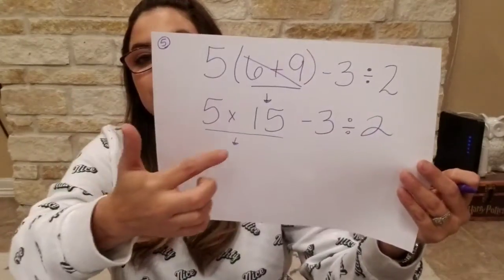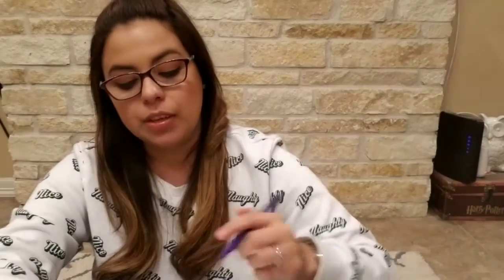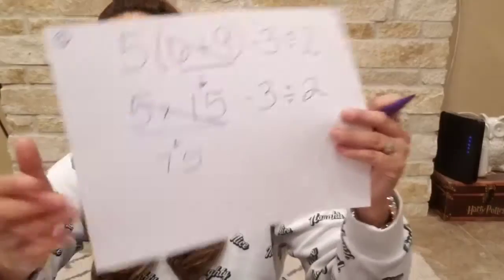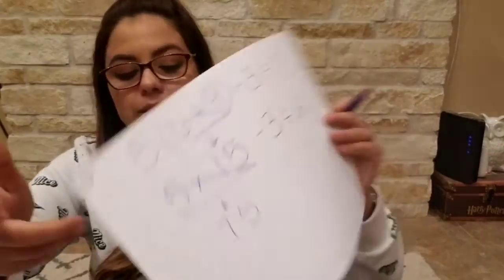5 times 15, I'm going to have to work that out myself, not going to lie. 15 times 5, 5 times 5 is 25. I feel really silly sometimes after I do that because I should have known that, but my brain sometimes decides it's not going to be quick enough. So 5 times 15 should give you 75. Like that. Scratch it out, and then I still have the minus 3 divided by 2.